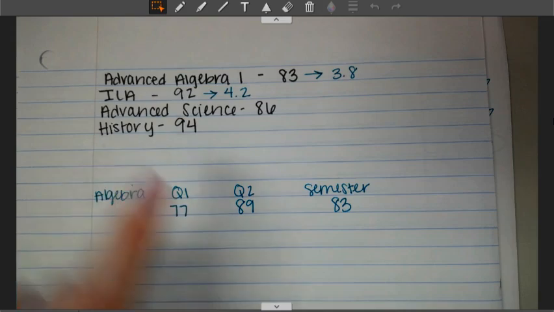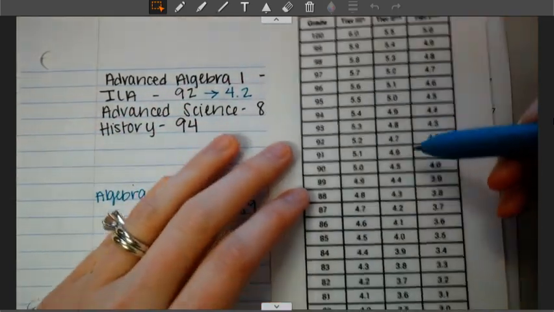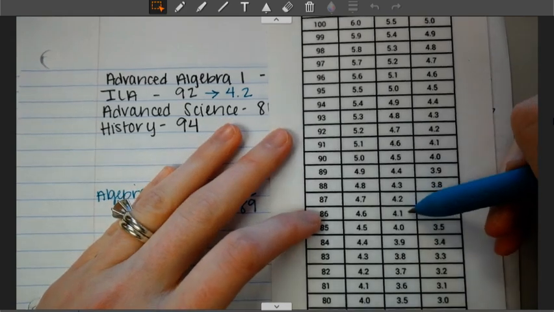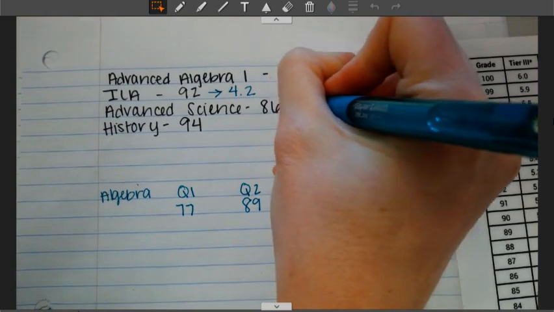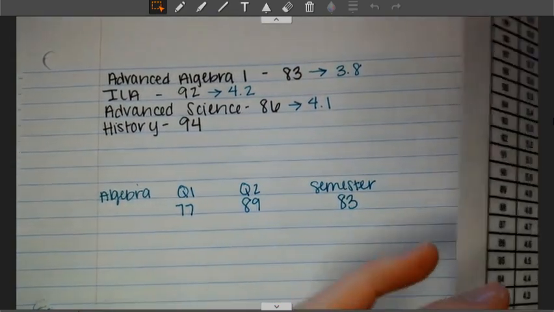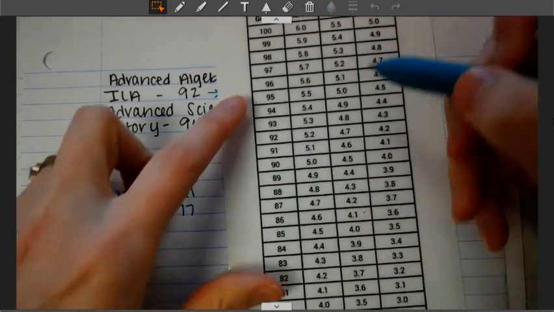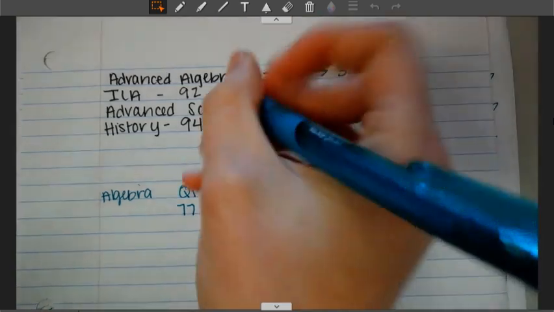Okay. Advanced Science, that would be Tier 2, and we got an 86, so finding an 86, that is a 4.1 in Tier 2. Okay. And then History doesn't say Advanced, so that's Tier 1, so 94 in Tier 1 is a 4.4.